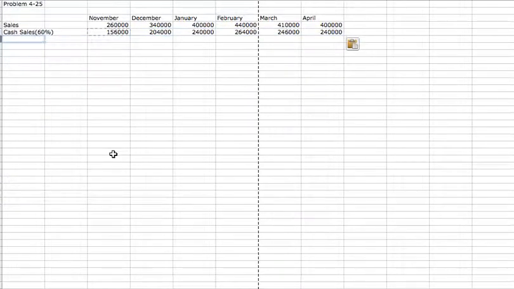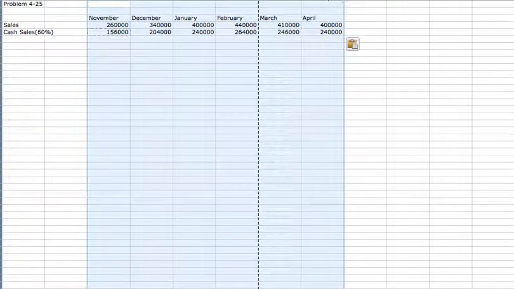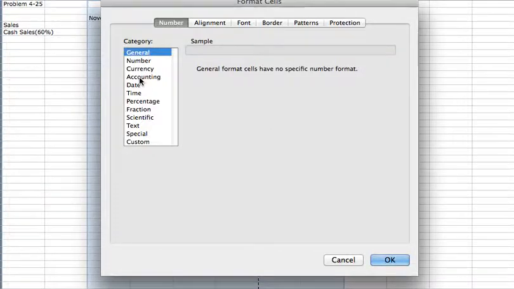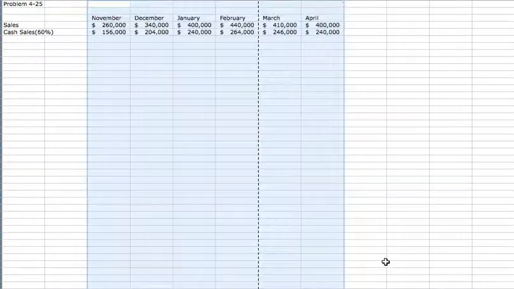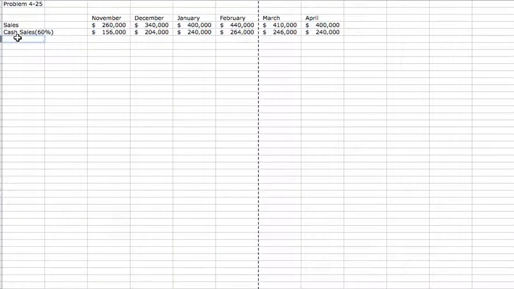And we can copy that formula across. Alright, so cash sales for each month are there. Let's go ahead and format this spreadsheet so that it looks somewhat pretty. Doesn't have to be perfect, but at least we know we're looking at dollars here.